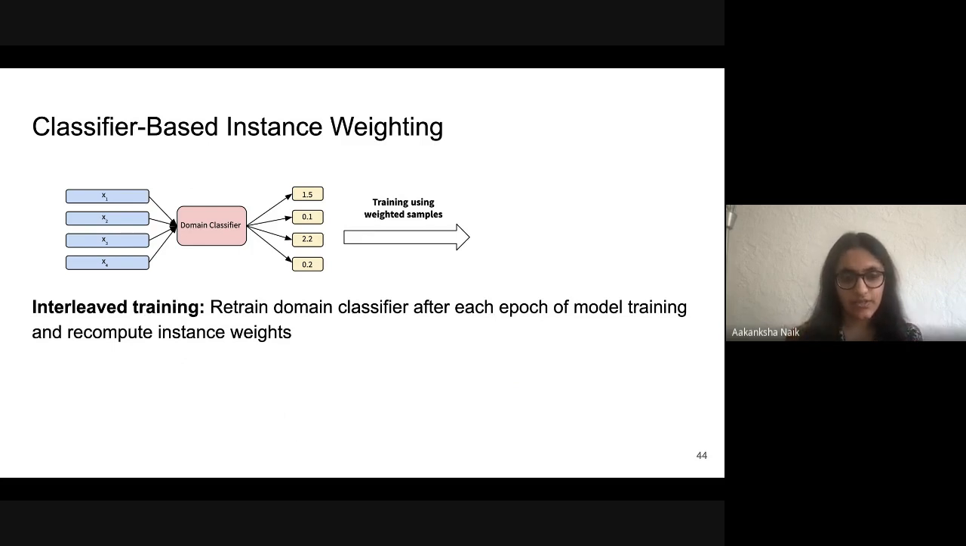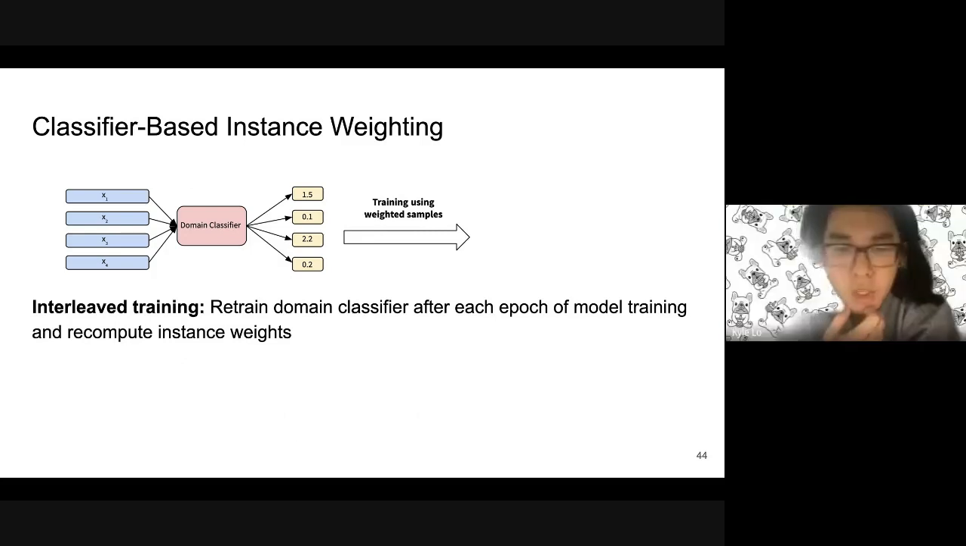The reason we did this was we wanted to experiment with a setting in which we can change the weights of the instances after each iteration of model training. And usually it's a bit more expensive to retrain a language model at each phase. And so instead of that, we decided to do this kind of a setup where we could retrain the domain classifier after each phase.